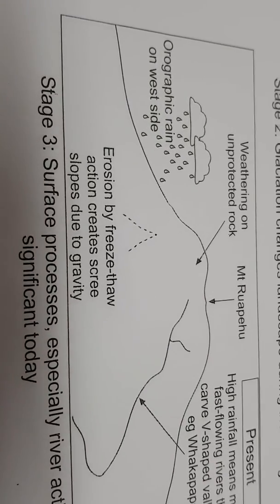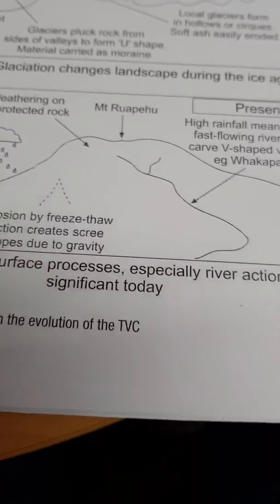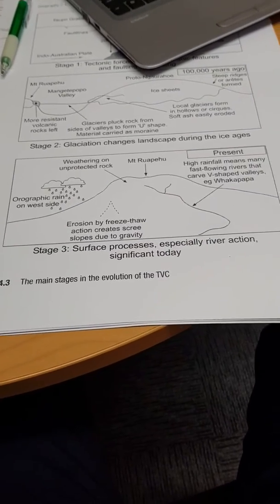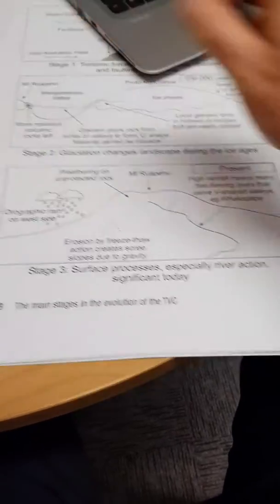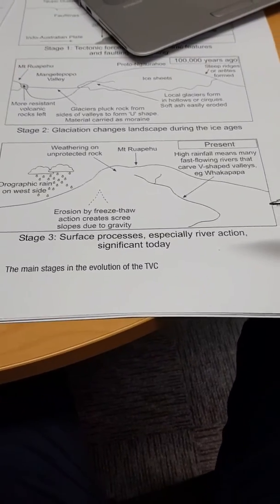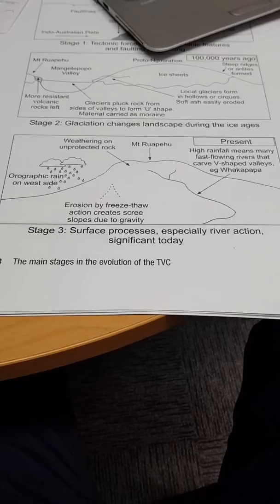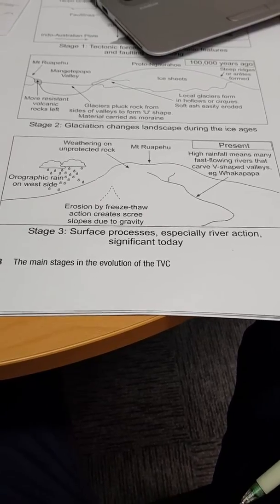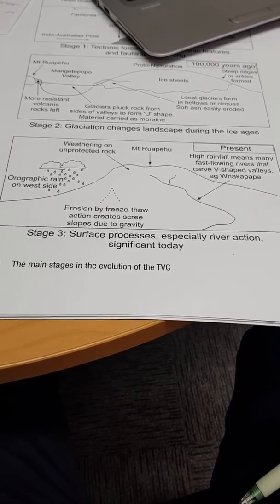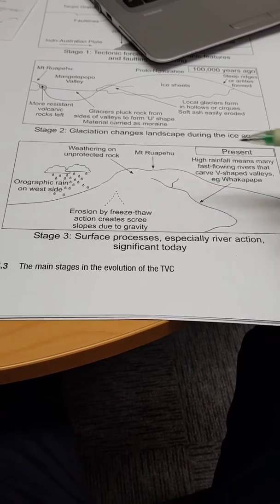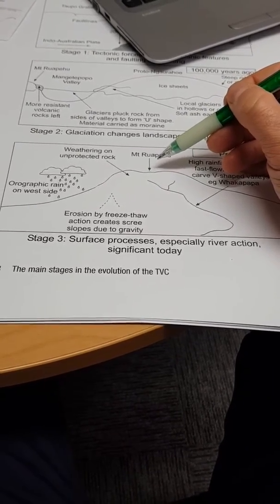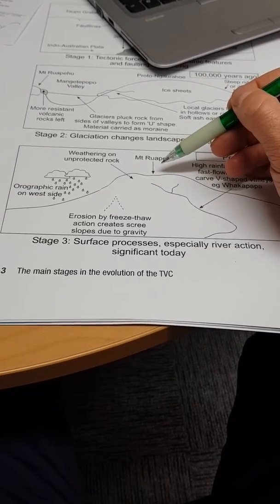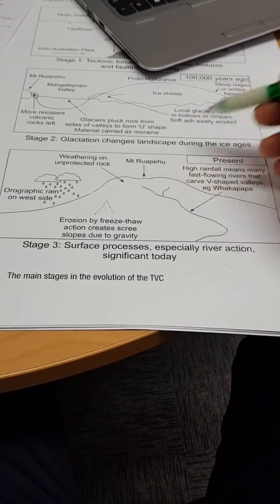Okay, the last time period is what we call present day. There's lots of things happening in the TVC that have led to different shapes on the land and land changing. Now, one thing we do know is we've got volcanic eruptions. The last eruption that happened in Ruapehu was 1995, 1996. That was the last eruption.